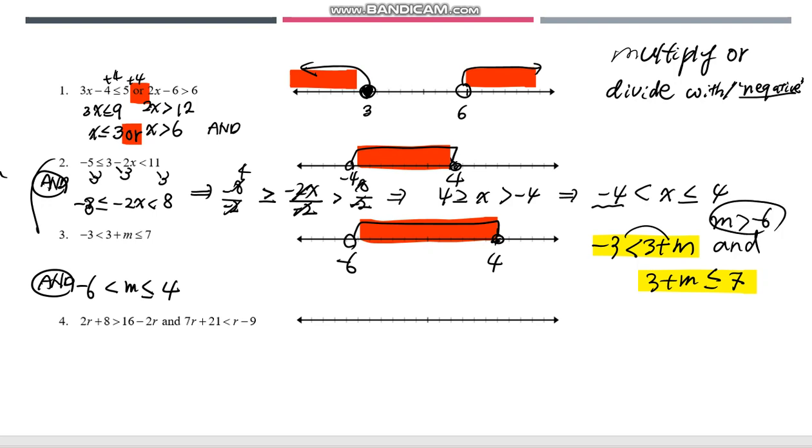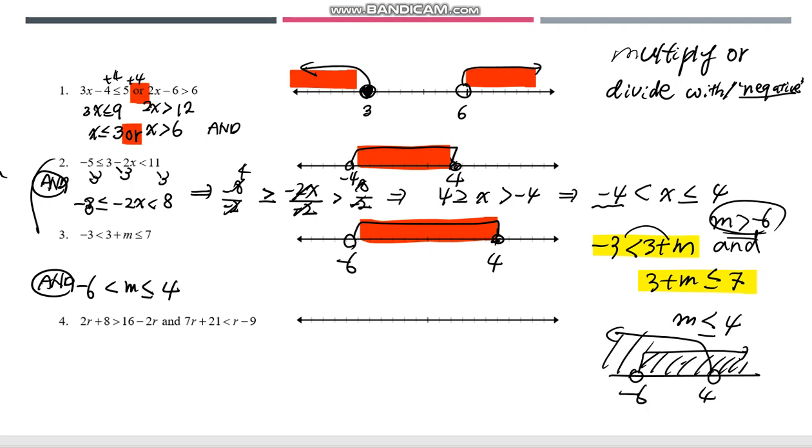Right? And then this part, m is less than or equal to 4. Therefore, -6 is greater than this. Therefore, it's going this way. And then this one, 4, is going this way. So one of them. So this means this part, and then this means this part. So we want the intersection. Therefore, it is the answer.